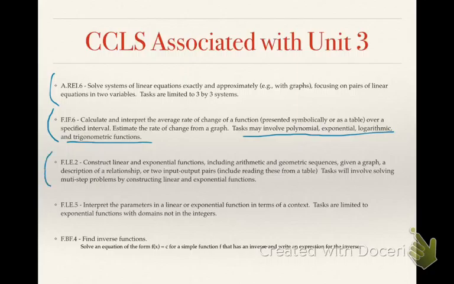Also, the next thing we should be able to do is construct a linear function given the graph or description of relationship of the 2 pairs of variables. Interpret the parameters of a linear function, such as the slope, y-intercept, domains and ranges, and lastly to find the inverse of a line.